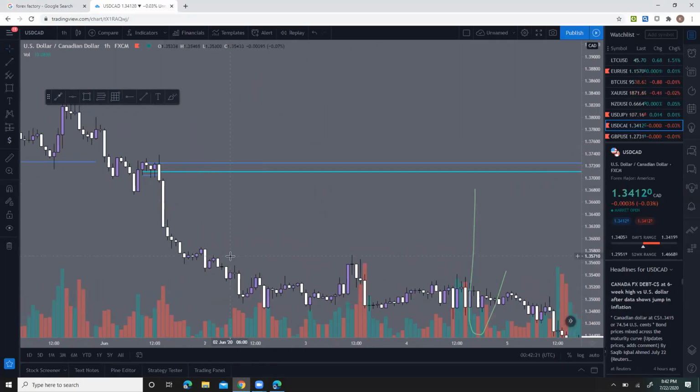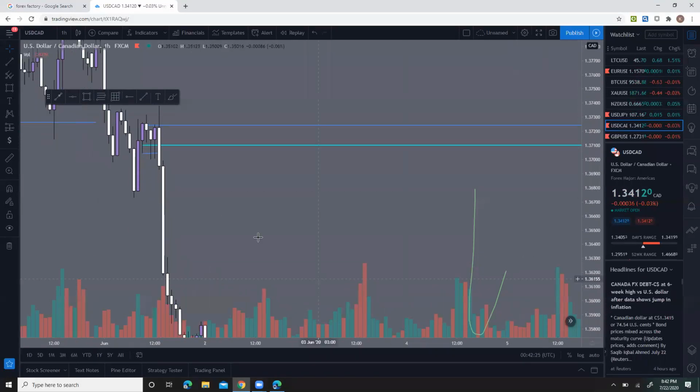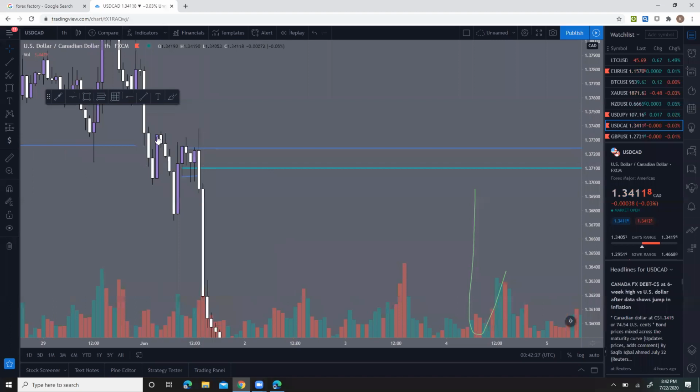So what's the third confluence we're looking for? Look at the outcome candle, right here. This is the outcome candle. Remember the diagram I showed you earlier, this large engulfing candle. What you want to do is put your entry at the bottom of the candle and your stop loss at the top.